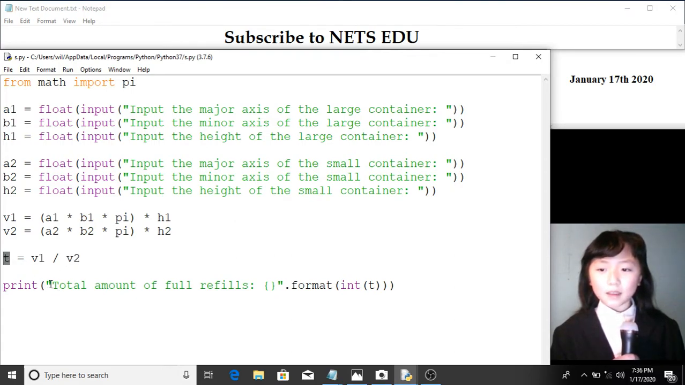We print the total amount of full refills. Over here, we put in what we get here. Only that it is a float. We want an integer because we want full refills. We don't want to say like 2.5 refills. If it's that way, we just print 2. So I convert that float into an integer. And that is how we do it. Let's run it.